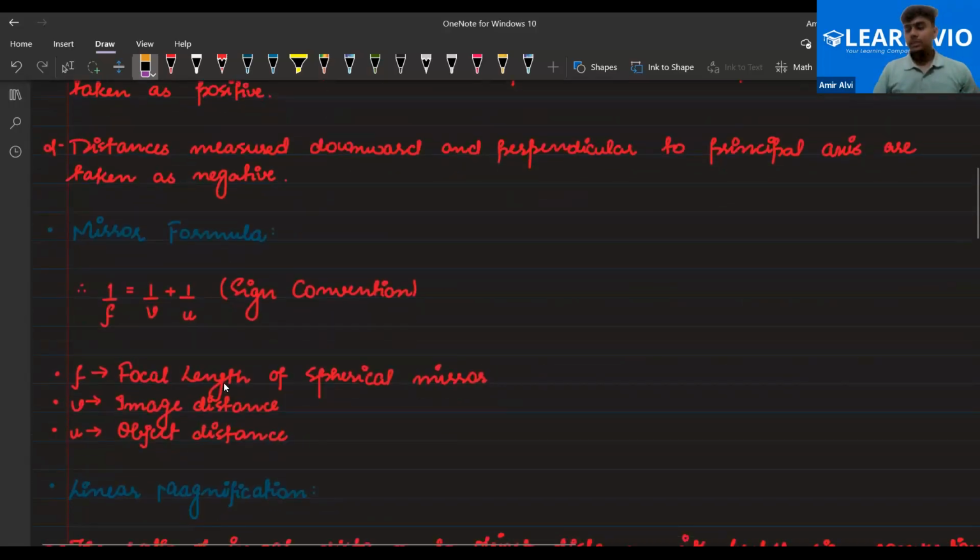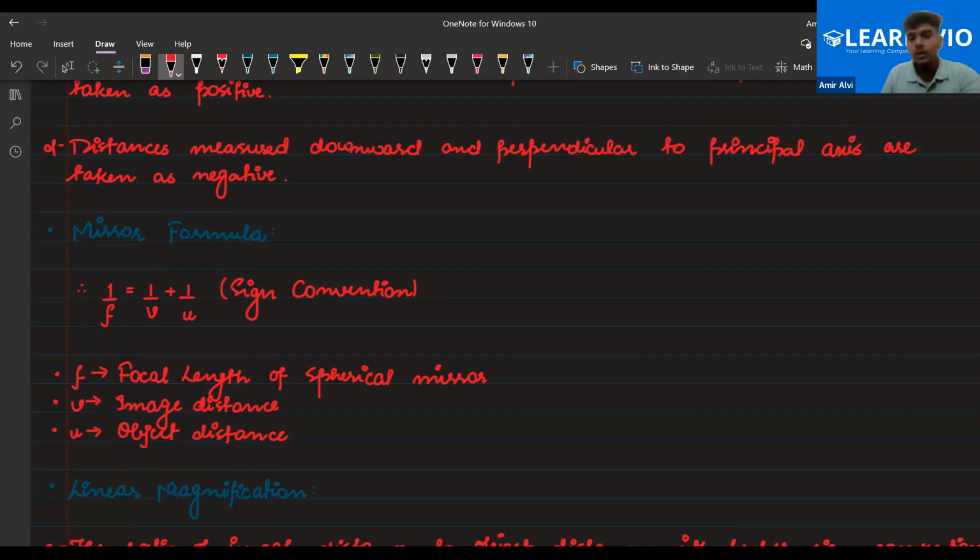Now the next thing that we have is the mirror formula. Naveed, what is the mirror formula basically? Mirror formula is the formula that gives the relationship between the focal length, the image distance and the object distance. Clear? So the formula is 1 by f equals 1 by v plus 1 by u. f is focal length, v is image distance, u is object distance. Okay? Any doubt?